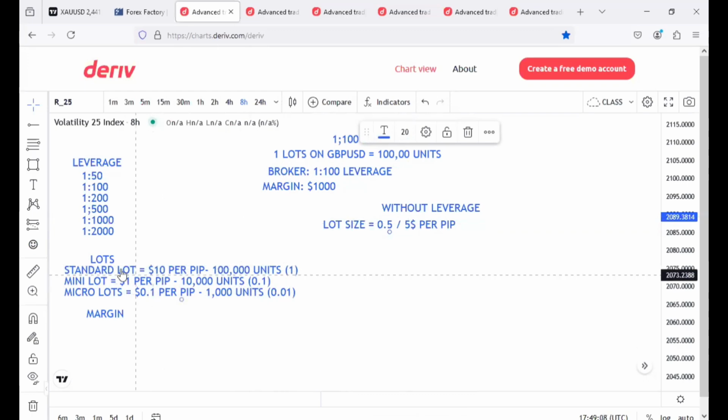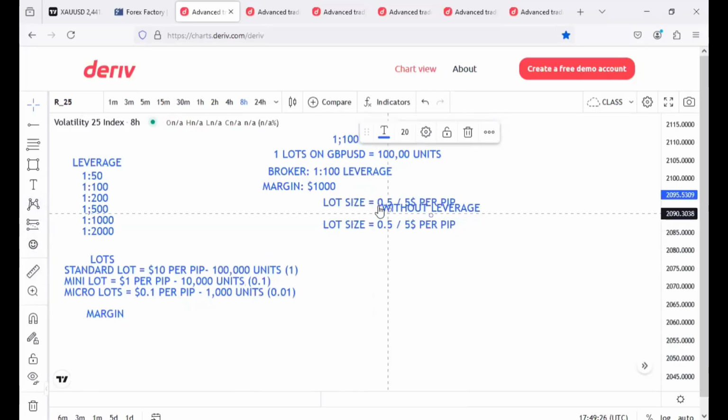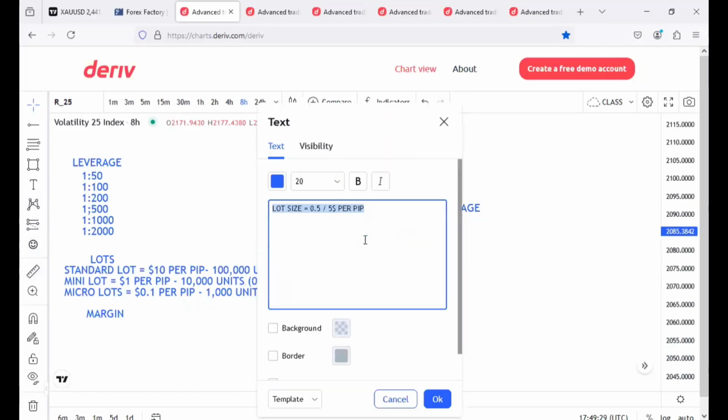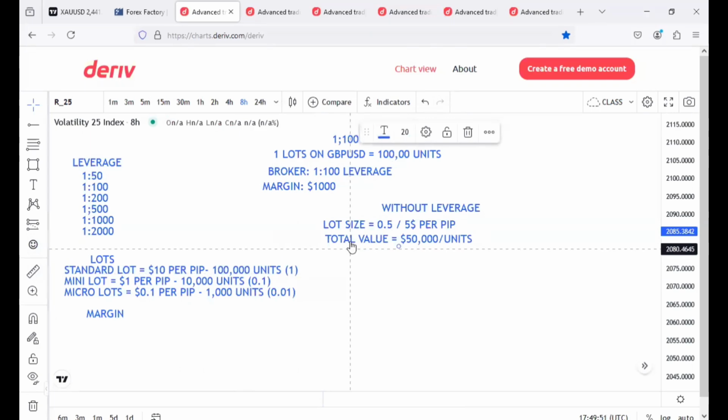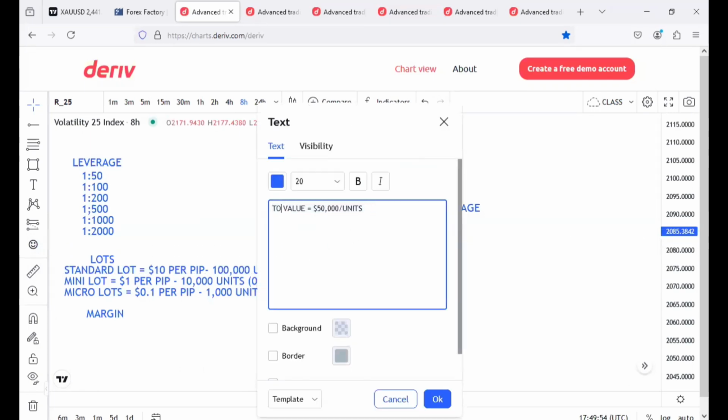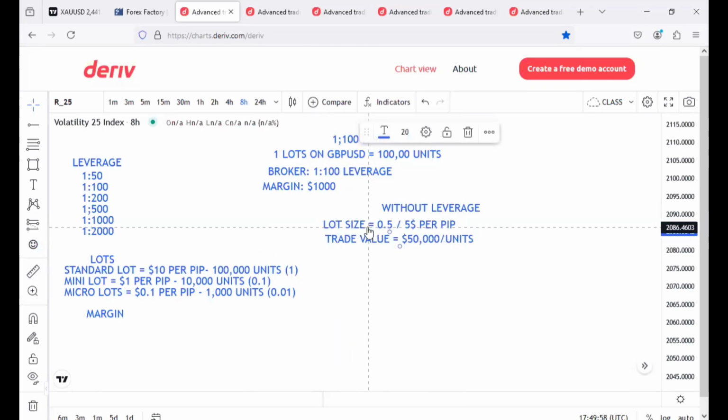Remember, one lot size is a standard lot and it's $10 per pip. So 0.5, which is half of this, will be $5 per pip. The total value now is 50,000 units, which is half of this. Let me clone this. So the total value is $50,000 or 50,000 units. That's your trade value.